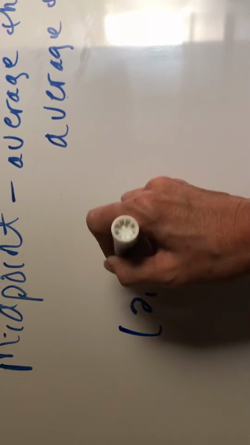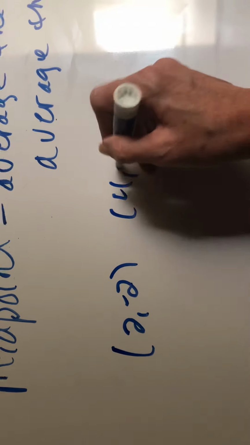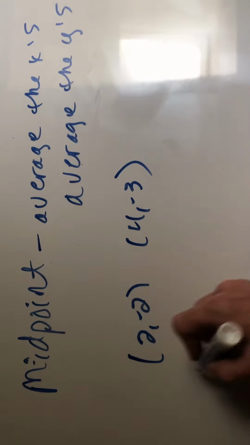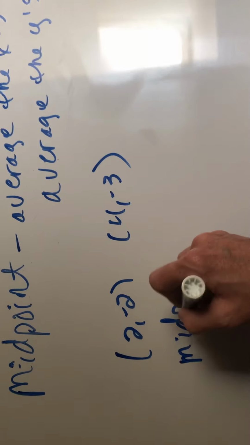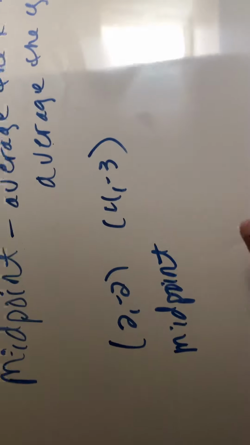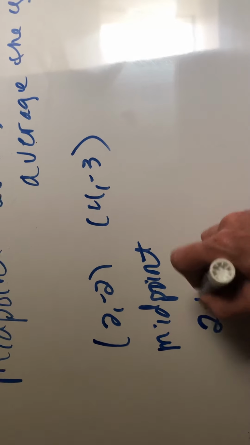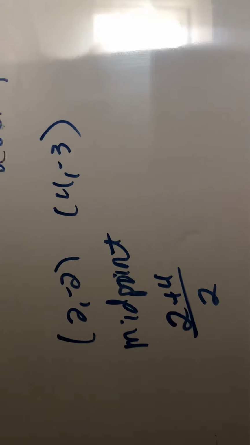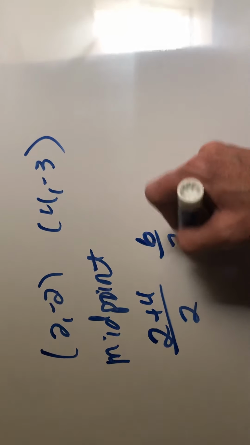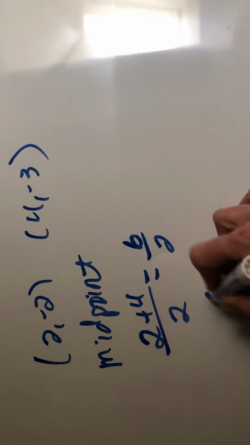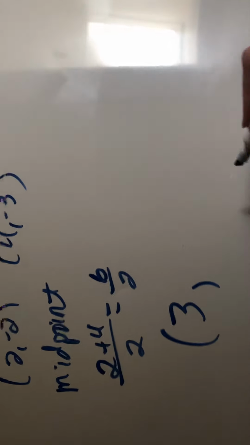So you could be given 2 points like 2, -2, and 4, -3. And you want to find the midpoint. So that means I'm going to take my x's, 2 and 4. So 2 plus 4 divided by 2. 2 plus 4 is 6, divided by 2 is 3. So the x-coordinate of your midpoint is 3.